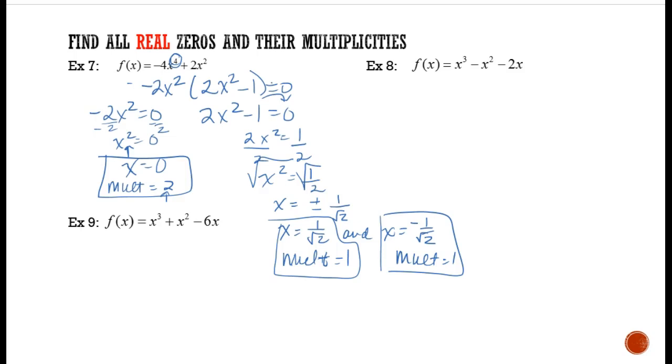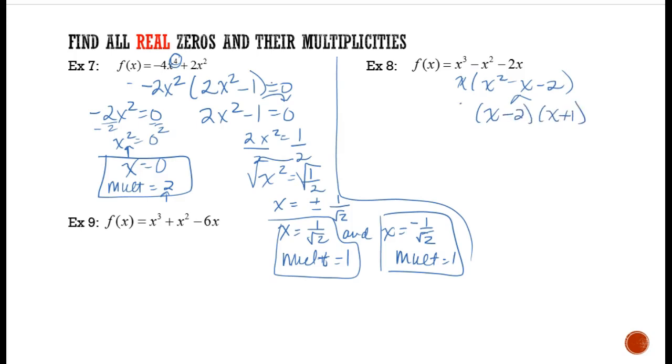All right, so let's look at number 8. Again, I would start here by factoring an x out. So I have x squared minus x minus 2. Then I can factor this. This will be x minus 2 times x plus 1, and I'll bring that x straight down. It's all equal to 0.